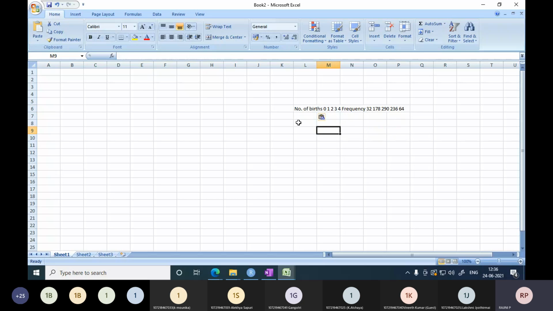Okay, let it be. Read that. Number of birds. Here, number of birds is nothing but x values. I'm taking that: 0, 1, 2, 3, 4. Okay. And next, go to the frequencies. Here, 32, 178. Something I'm taking here. Don't worry if I'm entering wrong numbers also.